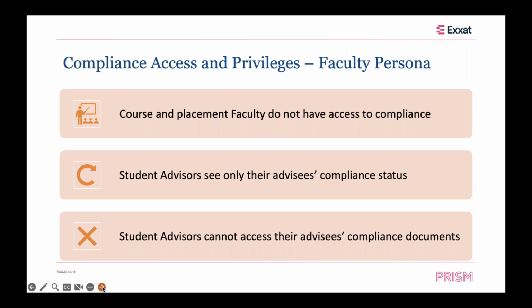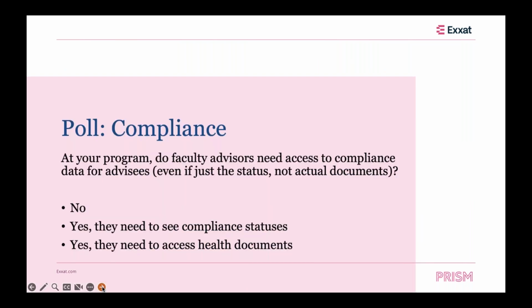It's a principle of least privilege. If you don't need access, we don't give the access. Student advisors see only their advisor's compliance status. Again, if you are acting in the role of an advisor for a student, you will be able to see the compliance status. But you cannot see their compliance documents, because that's all they require for their role. So this is how compliance access is restricted for the faculty persona.